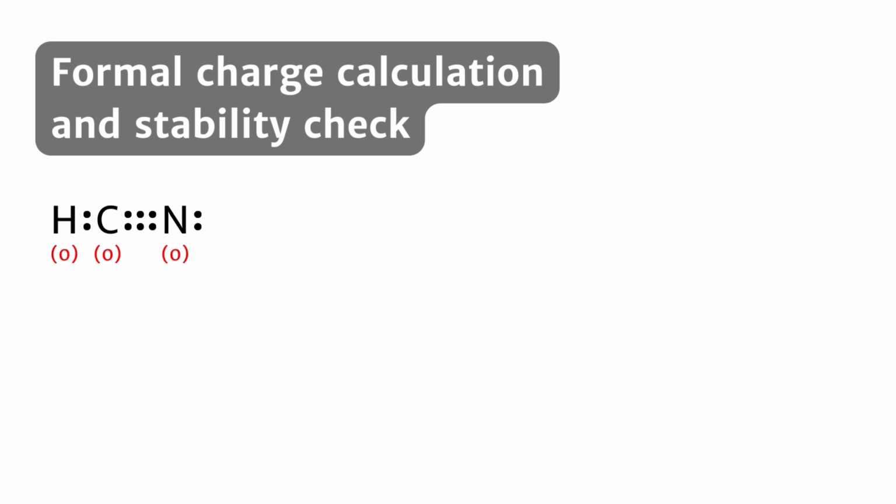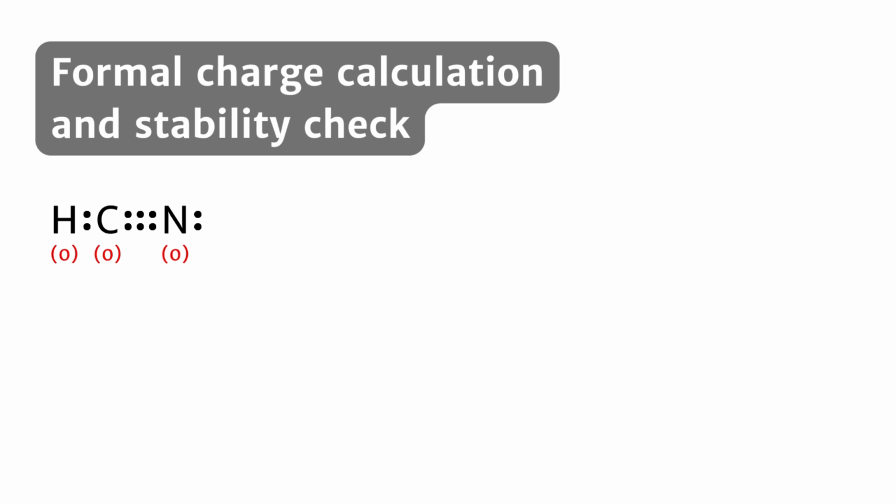The formal charges of all atoms are marked, and it is clear that the current structure is stable, with formal charges on each atom being 0. Therefore, this structure is the preferred stable Lewis structure of HCN.